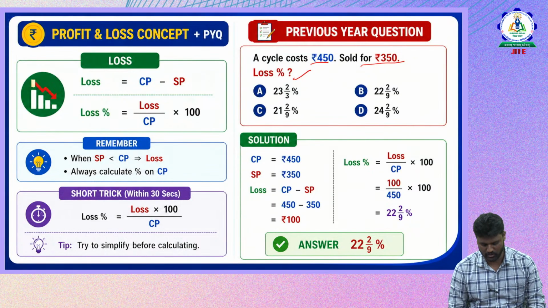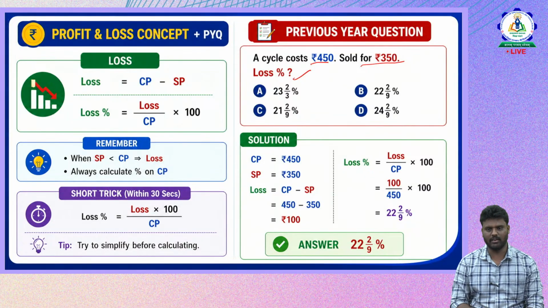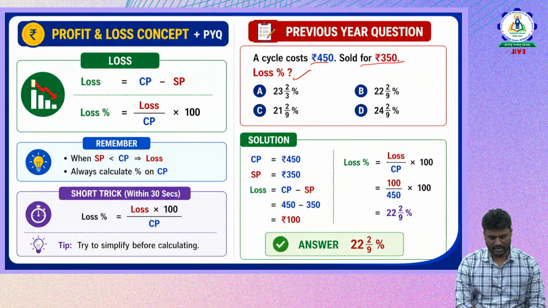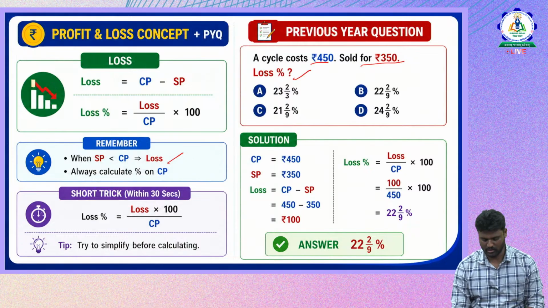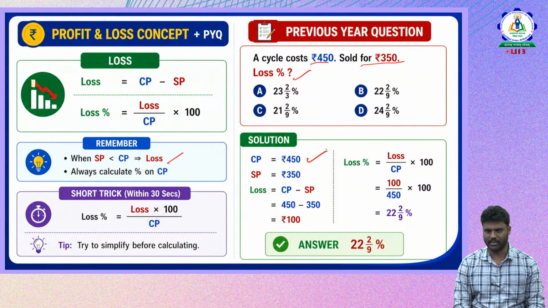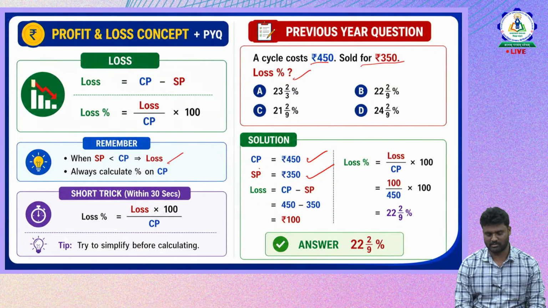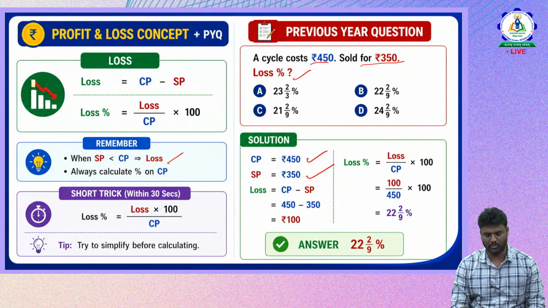First we need to identify the loss. When do we say that it is a loss? When the selling price is less than the cost price, we say that we are in loss. In the given question, the cost price is 450 rupees and the selling price is 350 rupees. The selling price is less than the cost price, so the person got a loss. Now we need to identify how much loss percentage he incurred.